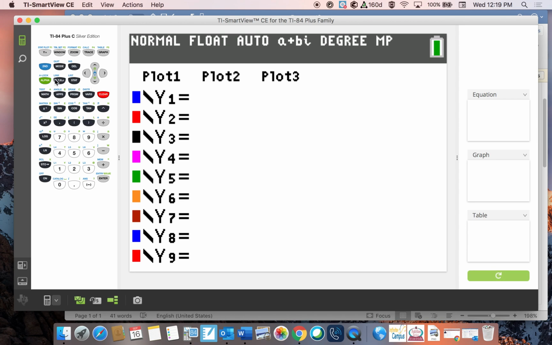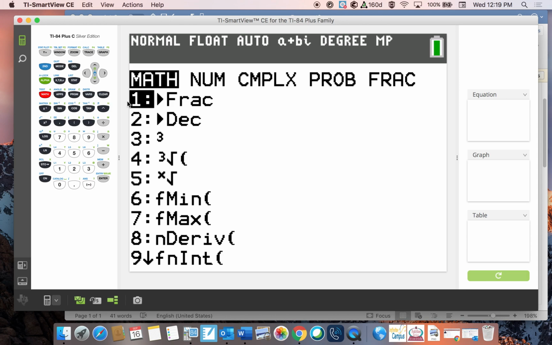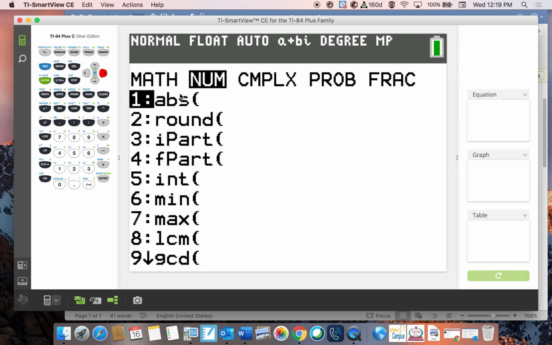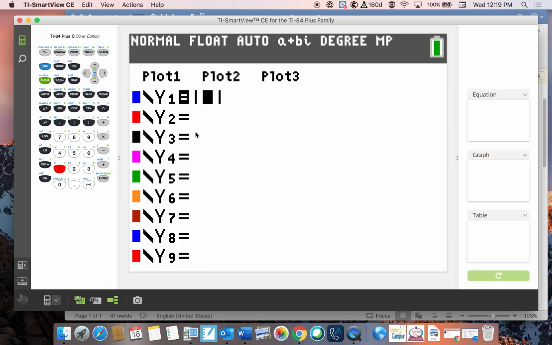To get my absolute value on this version of the calculator, I go to the math button right here. I go math, and I go over to num, and I see abs. So we're going to work on our abs. We could hit enter, or we could just hit the 1. On this version of the calculator, it comes up with an absolute value sign that looks like that. Some versions, it'll have the word abs in front of it.